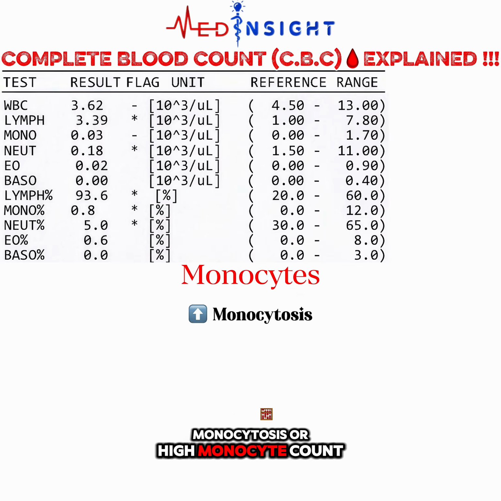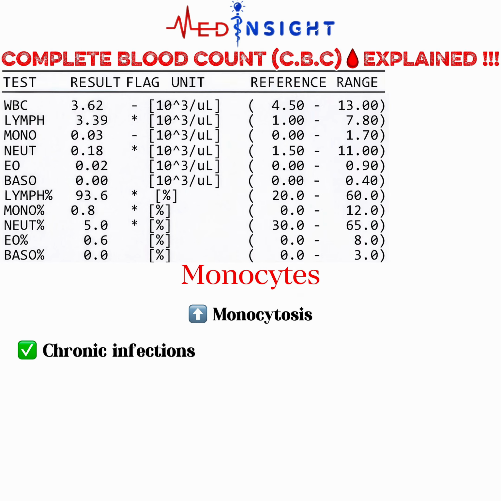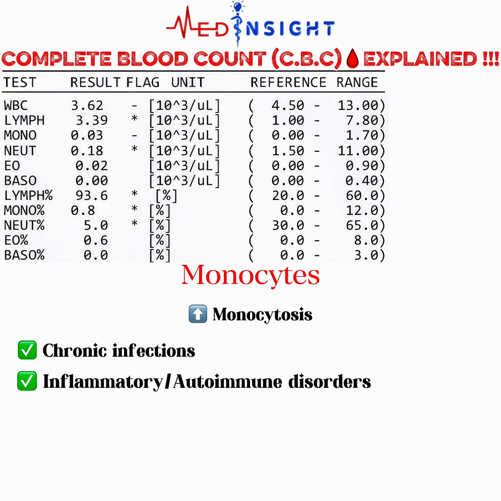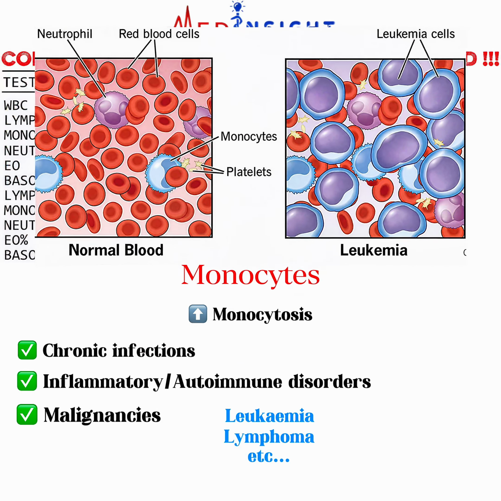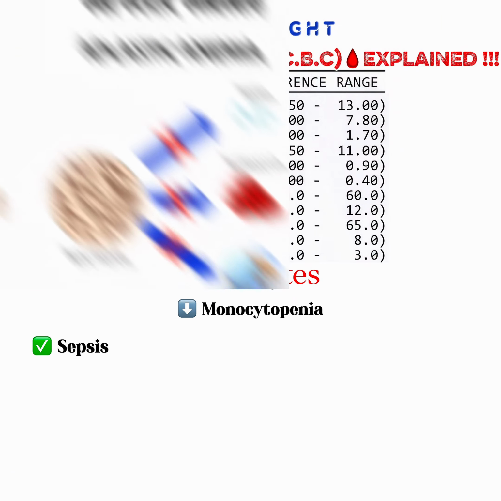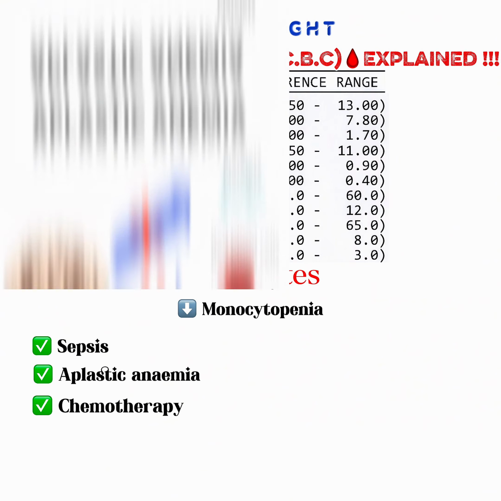Monocytosis or high monocyte count may indicate chronic infections like tuberculosis, syphilis, amongst others. Inflammatory or autoimmune disorders like sarcoidosis, inflammatory bowel disease, and systemic lupus erythematosus. Malignancies like leukemia and lymphomas. Monocytopenia, that is low monocyte count, is less common and rarely assessed in routine practice. It can be seen in severe sepsis, aplastic anemia, and during chemotherapy.